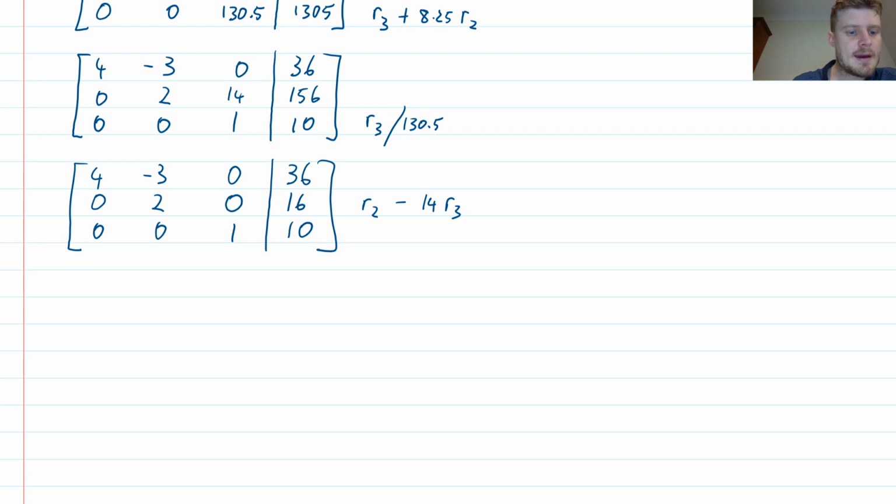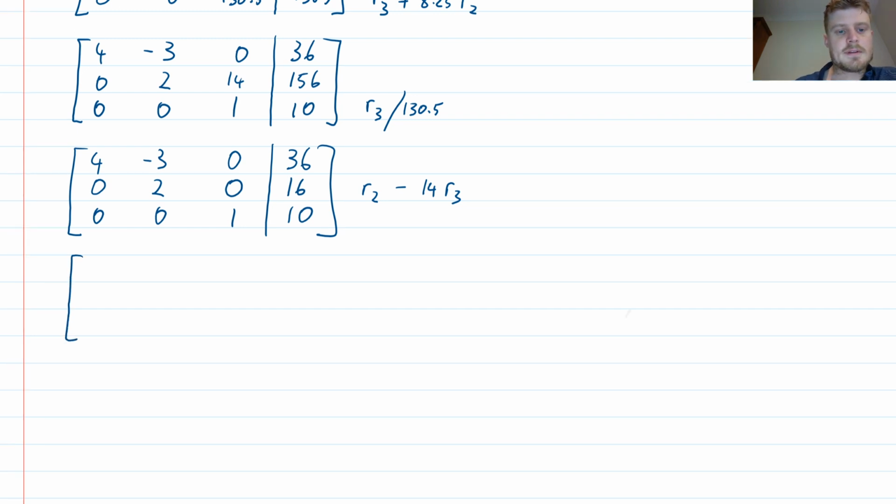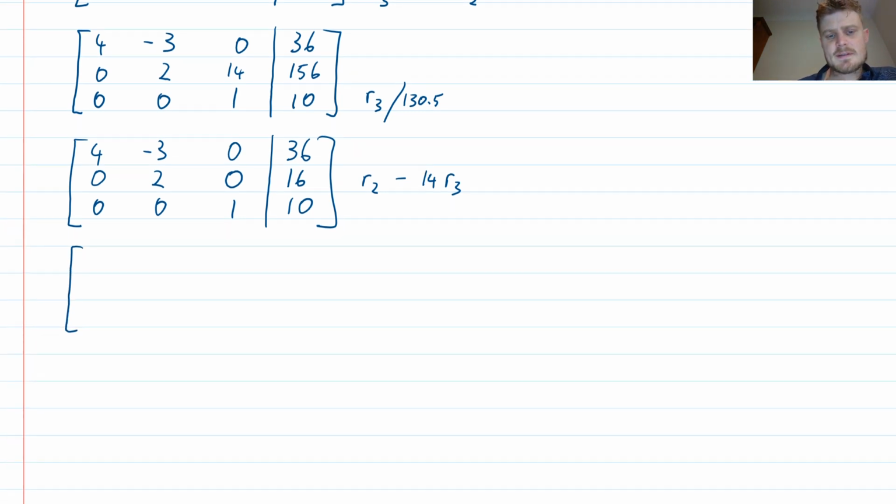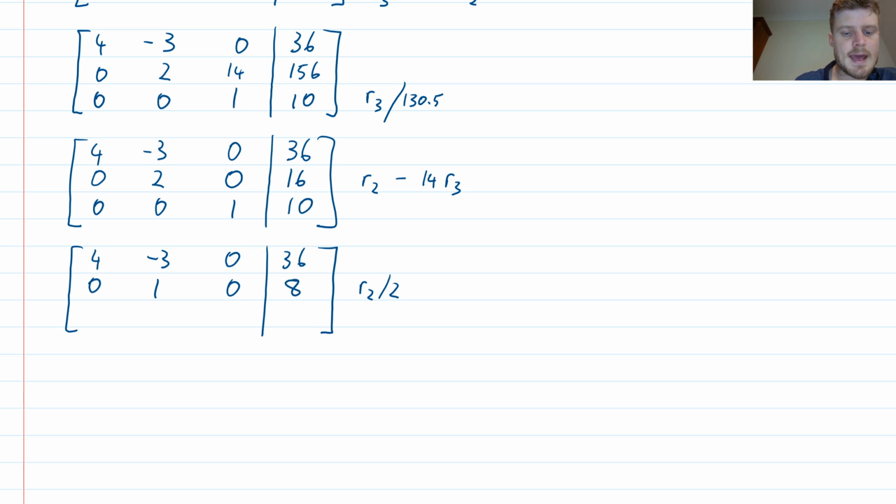So I'm nearly there, and what I will do at this point is basically just rescale. I like to have 1s on the diagonal, because if I have 1s on the diagonal, then I can just read off the answers directly from the right hand side. So what I'm going to do here is take R2 and divide it by 2. Second row, divide by 2, and that will give me a 1 in this position and an 8 over here, and the bottom row stays the same, looks like that.